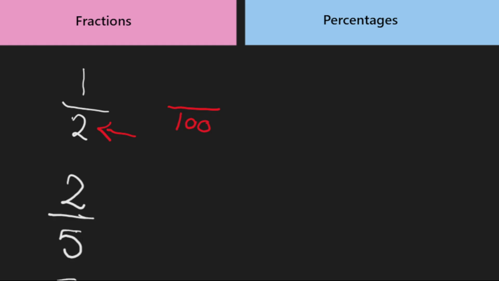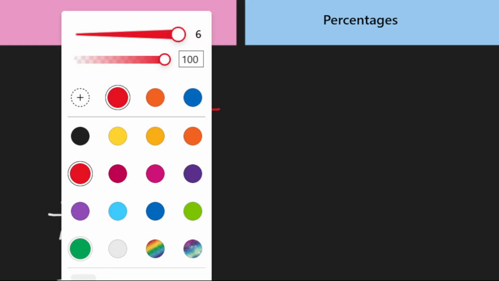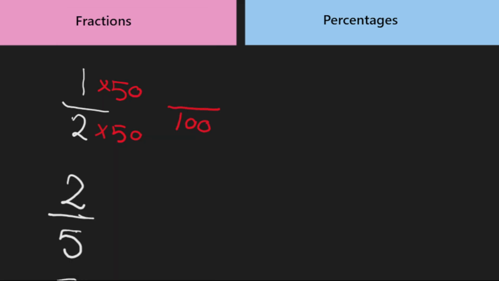We multiply the 2 by 50, right? If we multiply it by 50, it'll be 100. So we multiply this by 50. And if we do that, we need to multiply this also by 50. It's not fair otherwise. So we multiply both by 50. Now 1 times 50 is 50. So it's 50 out of 100, which is 50%. And we finished with that one.